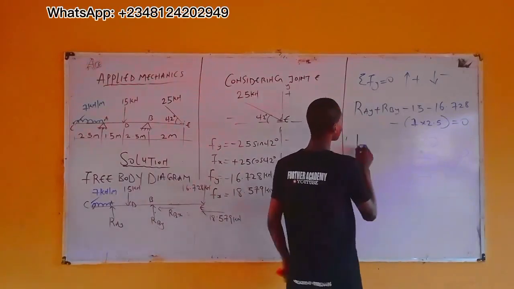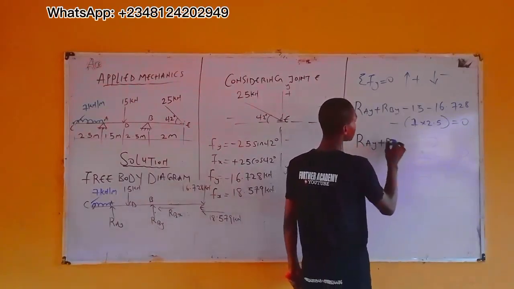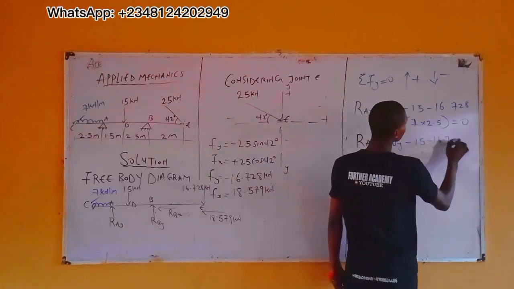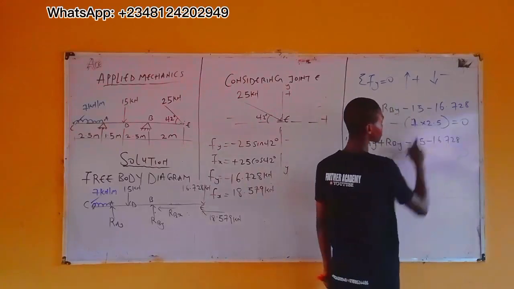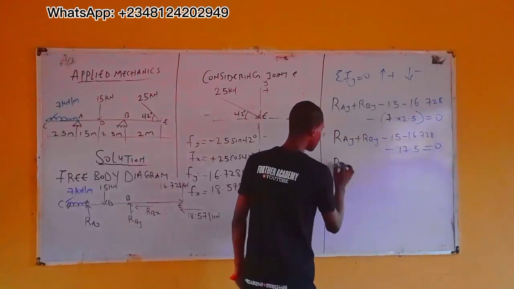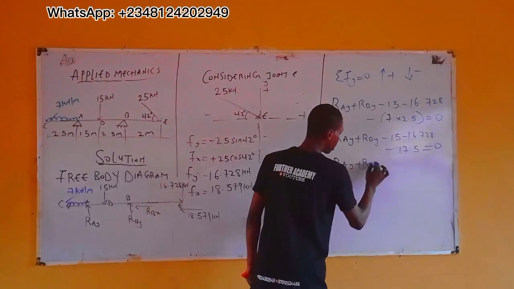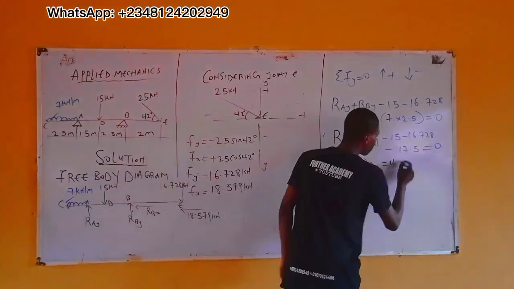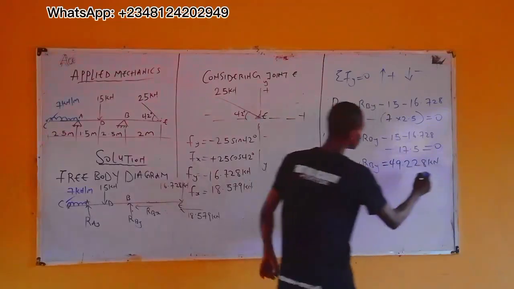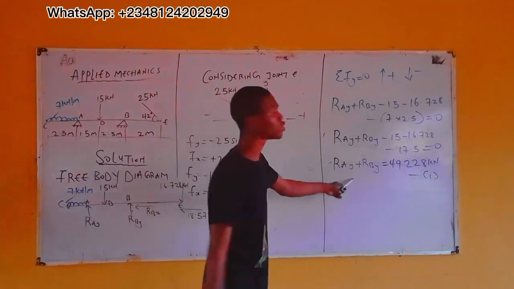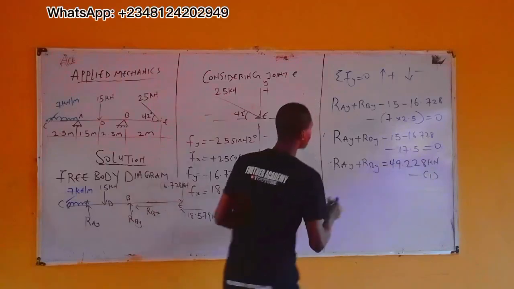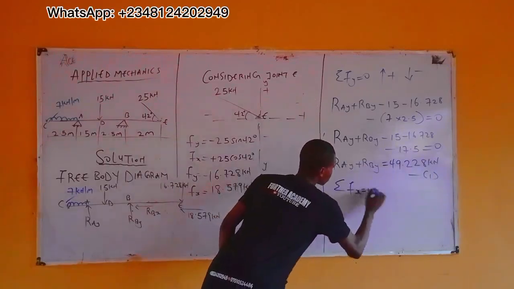Meaning RAY plus RBY, negative 15, negative 16.728, negative 17.5 equates to 0. Meaning RAY plus RBY, summing this up and going to the other side, is 49.228 kilonewton. Call this equation 1. This is the first condition, summation of Fy equals 0. We got this equation. Now summation of Fx equals 0.